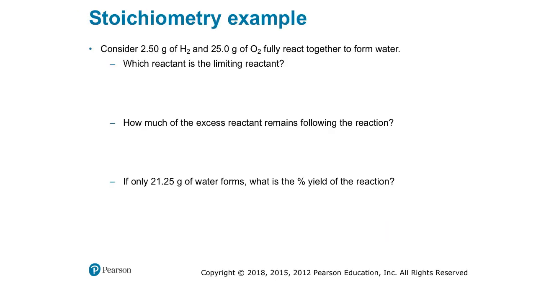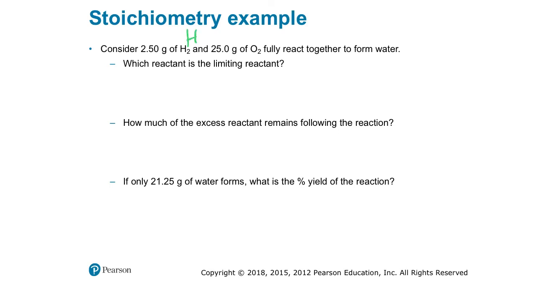So let's look at a couple problems here that kind of wrap up stoichiometry. Let's imagine we're taking 2.50 grams of H2 and 25 grams of O2, fully reacting them together. Let's try to identify the limiting reactant, the excess reactant, how much of it remains, and then what the percent yield of the reaction is if 21.25 grams of water forms. So you might pause and give this problem a try.